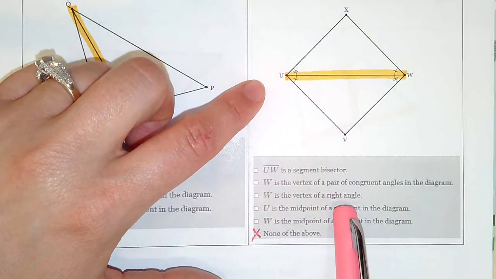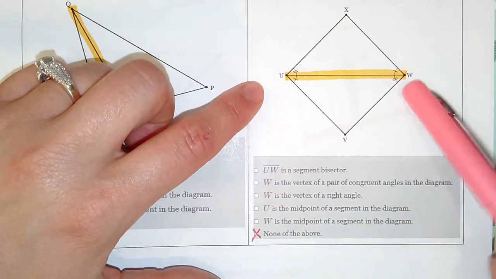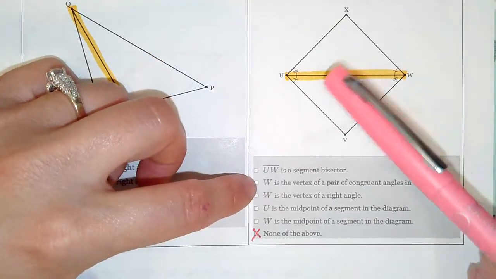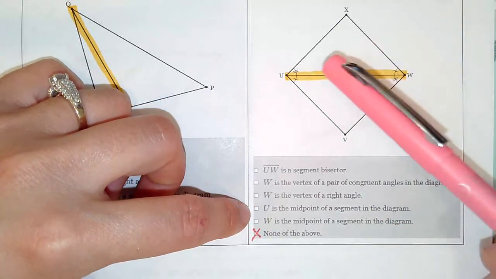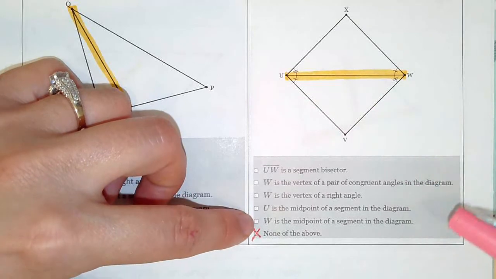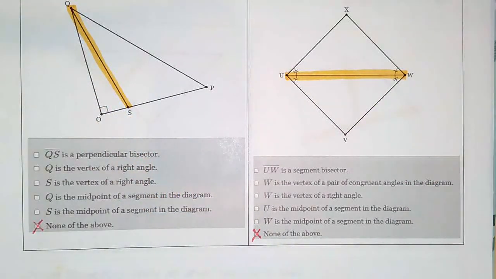W is the vertex for congruent angles. No, because they're not equal. U is not either. W is not a right angle. U is not in the middle of a line. And W is not either. So none of the above. And that finishes our unit 1.